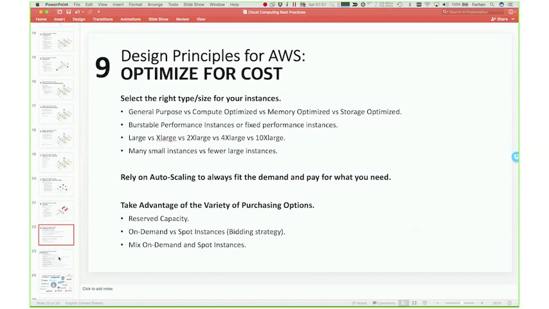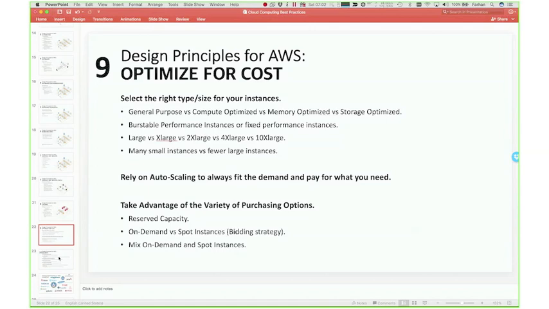The fixed performance instances are all the above ones that are mentioned there: general purpose, compute optimized, memory optimized, and the storage optimized instances. Now, each instance has a size starting from, I believe, micro now or nano now. So nano till 10x large, you can select any number of instances based on their compute capacity, their memory capacity, and their storage capacity as well.